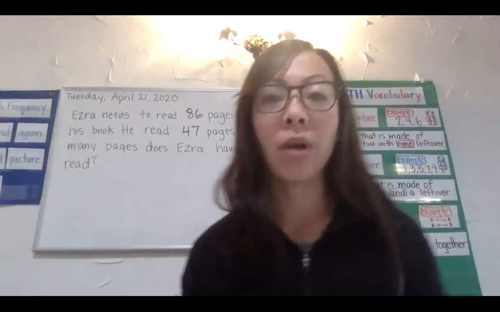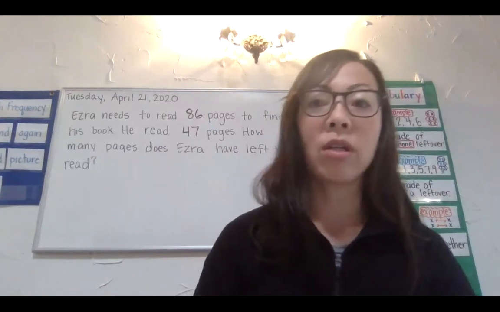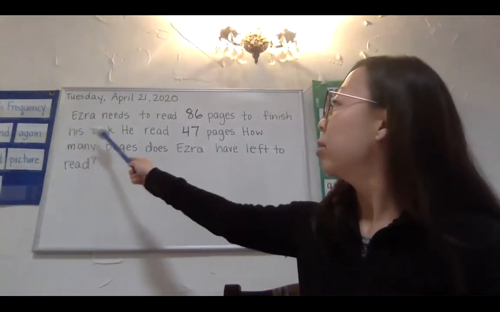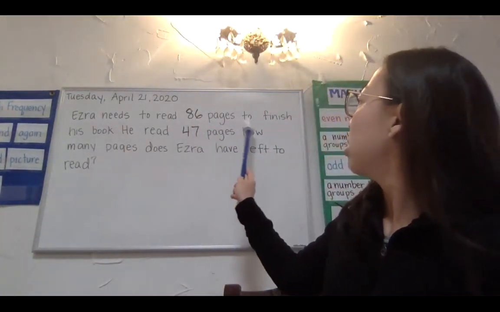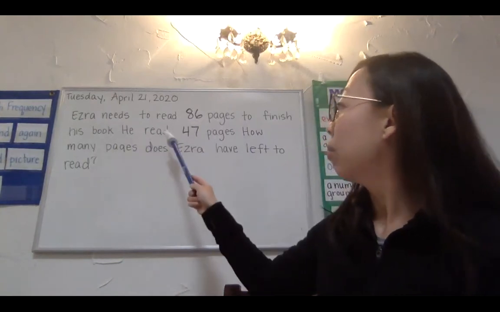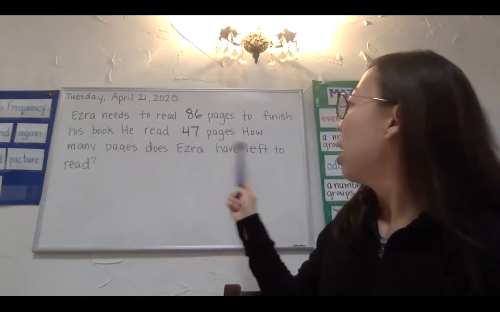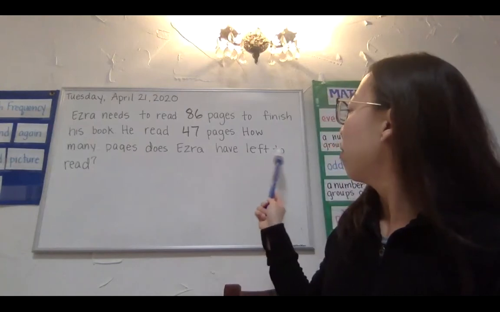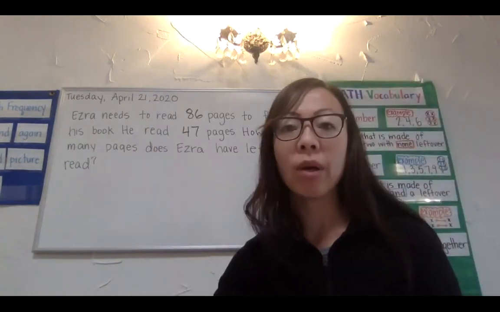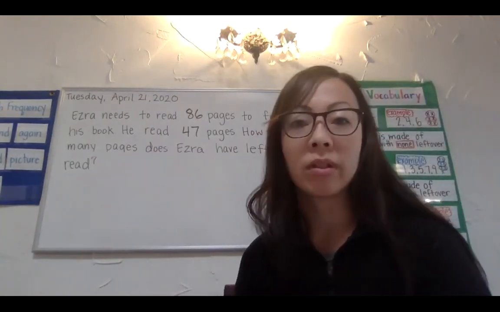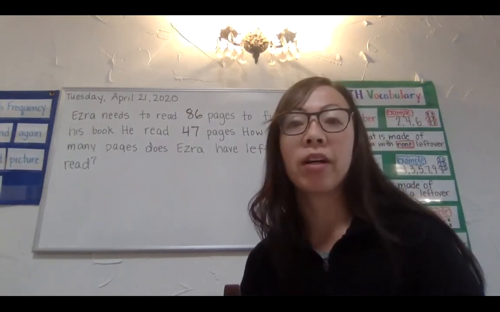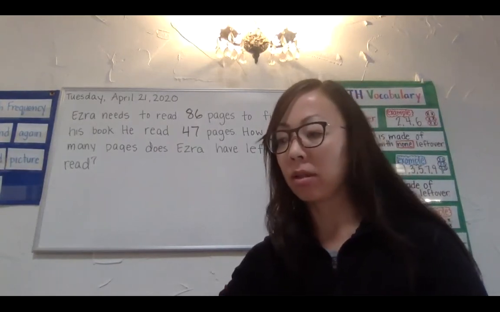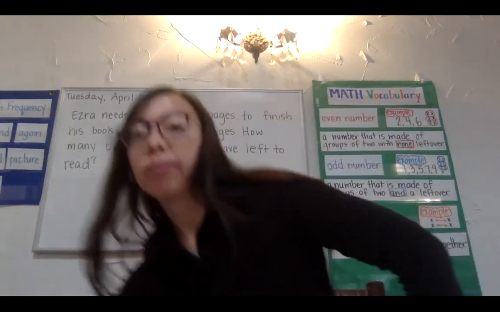Remember, job number one, read the problem. Make sure you understand it. Here we go. Ezra needs to read 86 pages to finish his book. He read 47 pages. How many pages does Ezra have left to read? All right, we read the problem. What's job number two? You got it. We're going to find our key words and numbers. Okay, let's jump into it.